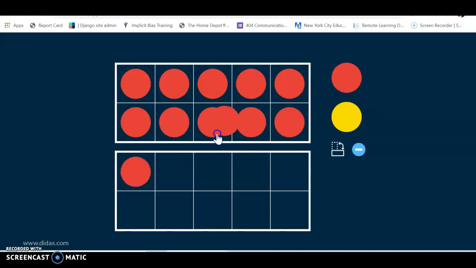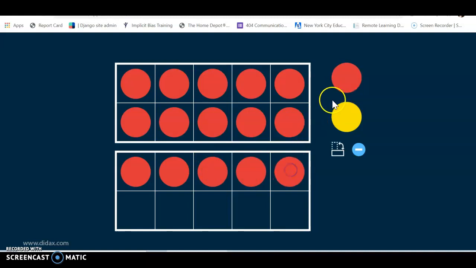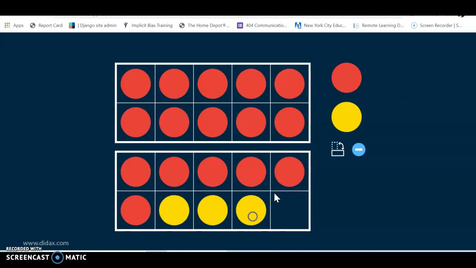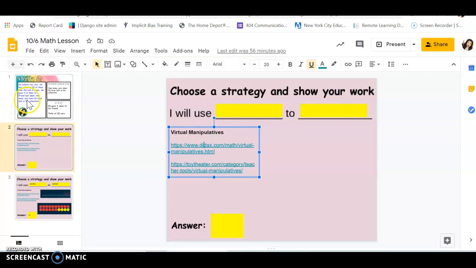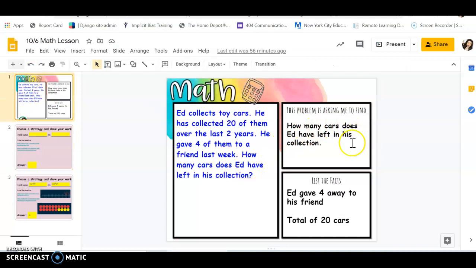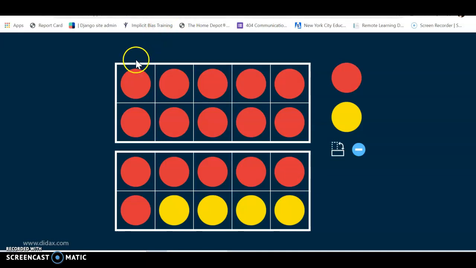And I know that he gave 4 away. So how do I represent giving 4 away? Well, instead of making those cars red, I might make those cars yellow. And my question, if we go back to the question, is how many cars does Ed have left in his collection? If I go back to my 10 frames, I will see that Ed has 16 cars left. And this could actually help me in solving my problem.